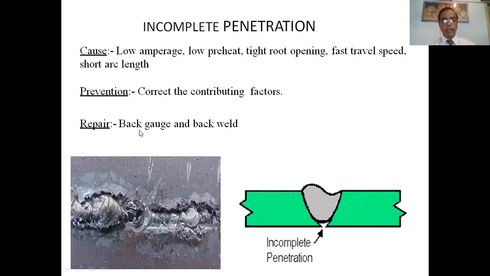Repair: back gouge and back weld. So reverse the workpiece and the back weld can be done, or the defect has to be removed. Back gouge and back weld. We have to reverse this, do the gouging, and then the welding is done.